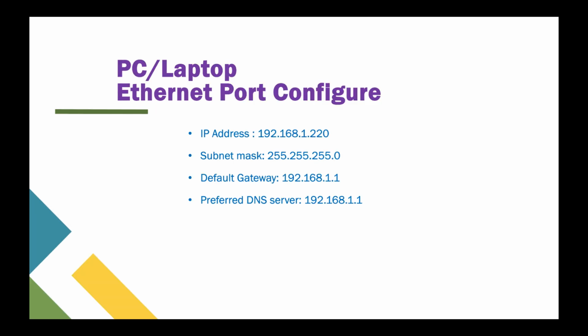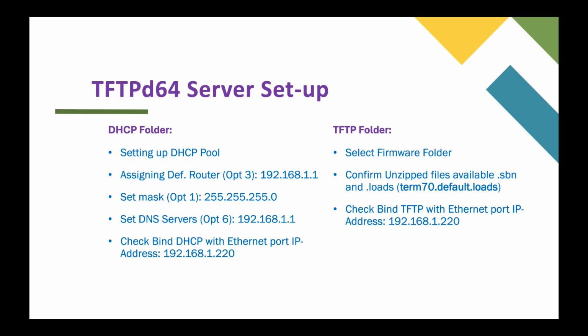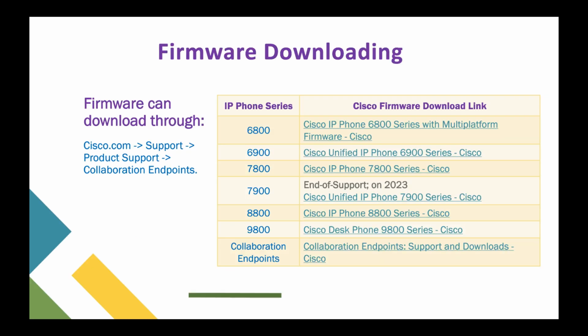A static IP should be configured on the Ethernet port of the PC or laptop. The TFTP server DHCP pool should be configured according to the Ethernet port of the PC or laptop. The downloaded firmware files folder should be the root directory of the TFTP server. Firmware files having an extension of SBN and loads should be in this folder. The specific firmware files required you can download through the Product Support, Collaboration Endpoints page at cisco.com.